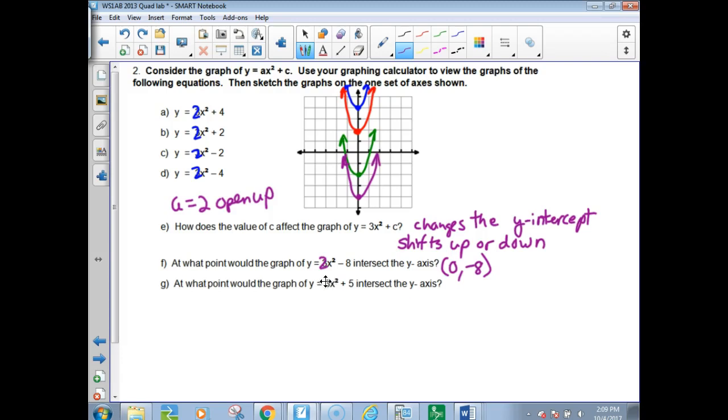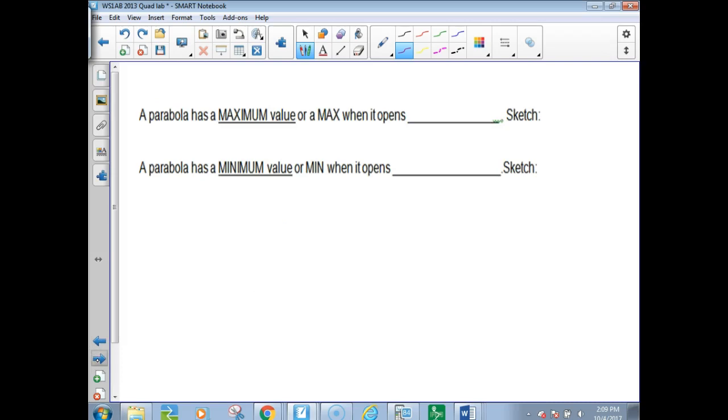And 3x, or I think I changed those to a 2. Y equals 2x squared plus 5 would intersect it at 0, +5. Okay, we've already discussed that K value a lot already, so we probably already knew what was going to happen. What else could happen? Well, we'll be discussing that soon.